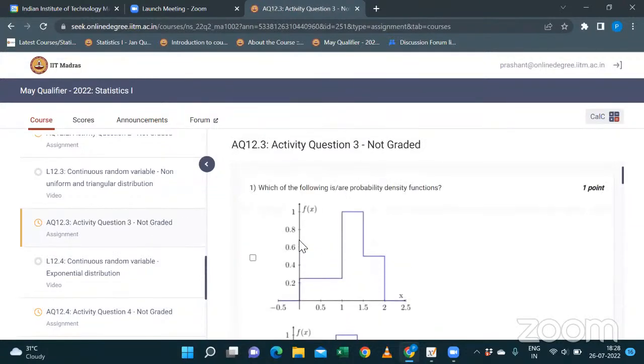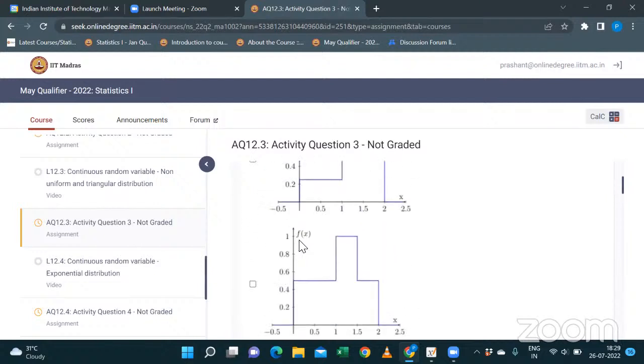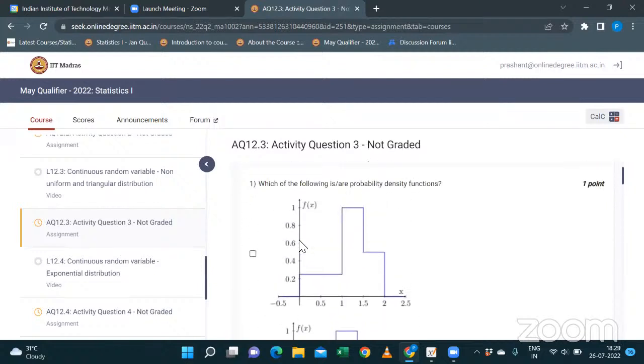It was direct. Which of the following is a PDF? Okay, can you tell me what was your approach? Sir, how did you approach this question? Find which graph represents this. That's the concept.